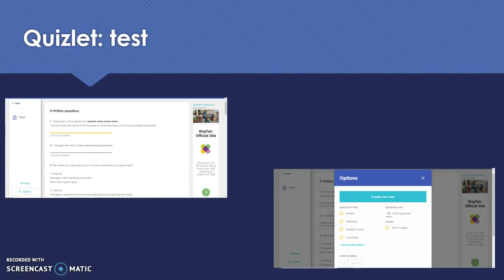Another function, and my personal favorite, is a test feature that produces a randomized test with a mixture of fill-in-the-blank, matching, multiple choice and true-false questions. It's customizable if you only want one type of question or the different types of questions, whatever you would like. You also choose how many terms you want on the test. It will give you a grade and show you what questions you get wrong.